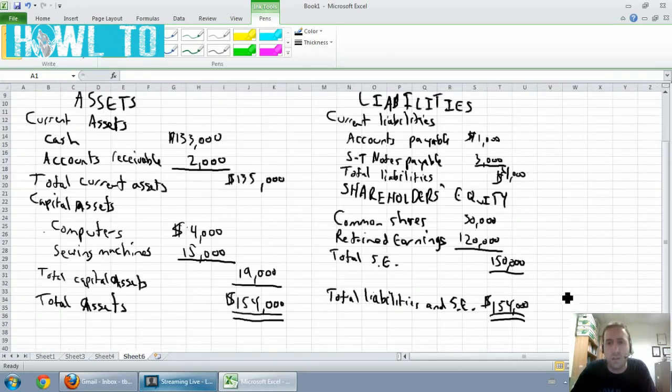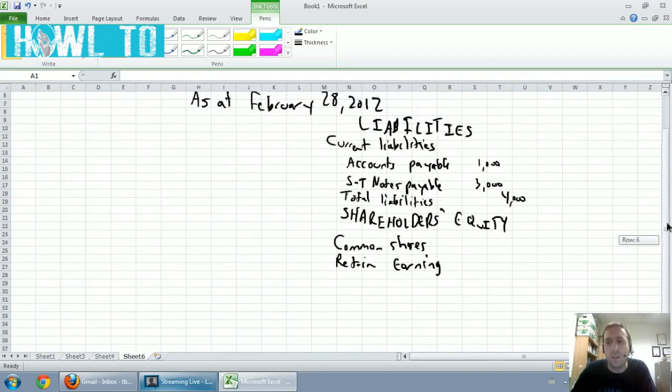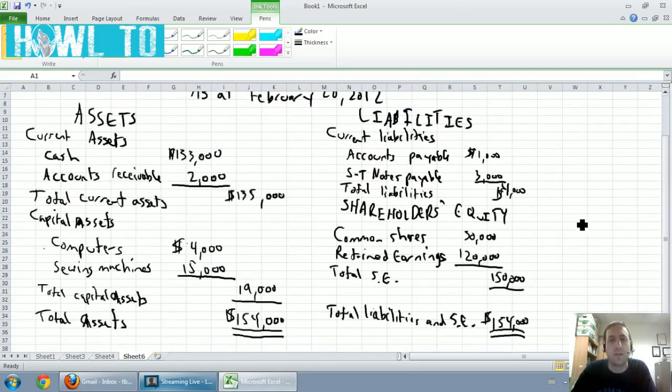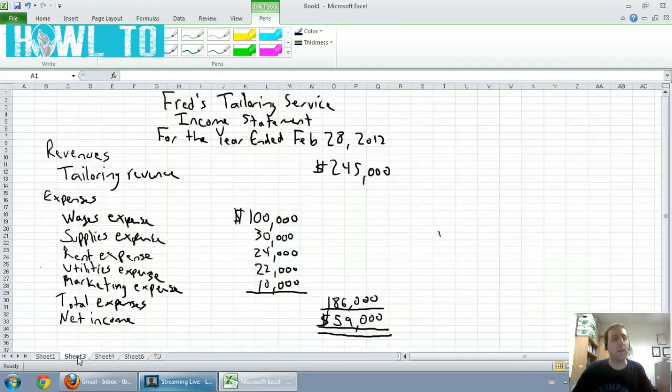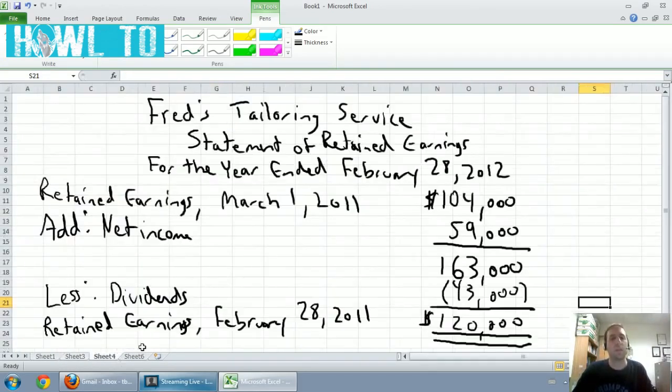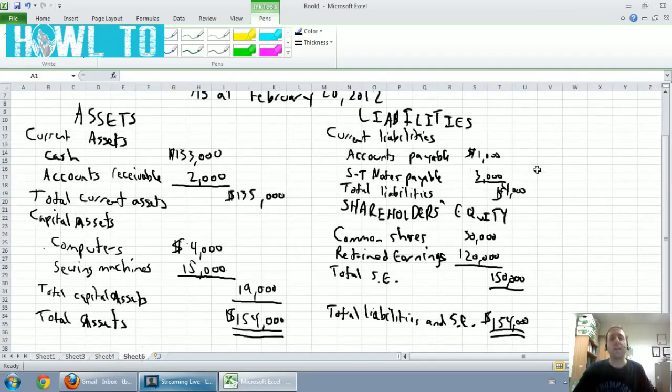Okay, I'm going to zoom out a little bit. Here's why I love accounting. Here's why accounting's the best subject you'll ever have. We went through this whole big problem. We prepared an income statement, a statement of retained earnings, and a balance sheet. And at the end of it, we know we must have done a pretty good job because our balance sheet balances.